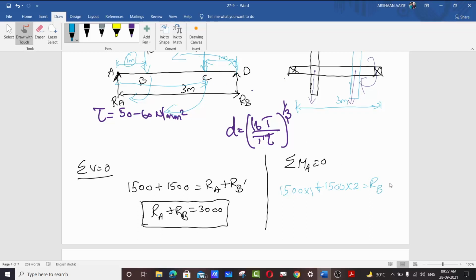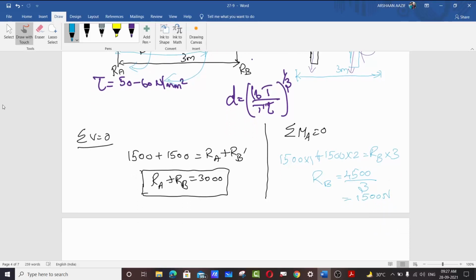Now this should be equal to RB into 3. That is my anti-clockwise bending moment. So by solving this, RB will get 4500 divided by 3, which is 1500 Newton. Now since RB is 1500 Newton, substituting this in the first equation, RA will be 1500 Newton.